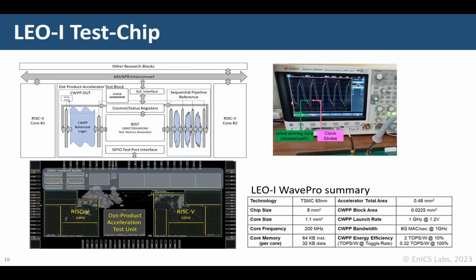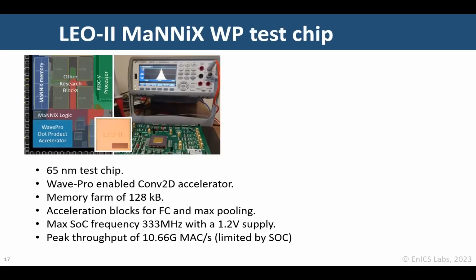Okay. In our first design, we focused on the core technology, and I mentioned the reference and the actual implementation. We can see on the scope the clock versus the data strobe and how they properly align. Okay, in our second implementation, we have integrated the entire accelerator, which I have described, including all the convolution, all the acceleration engines.